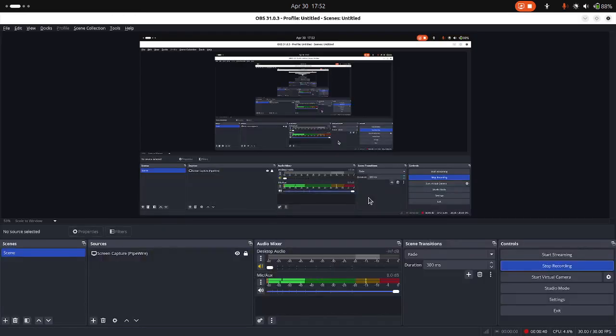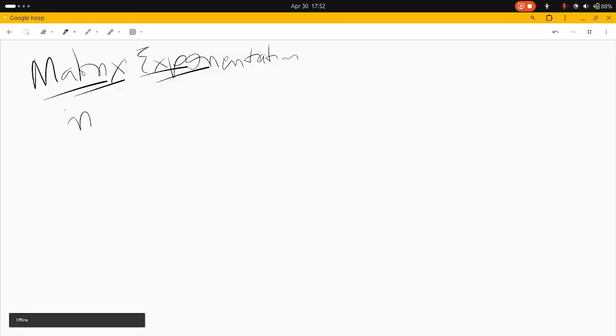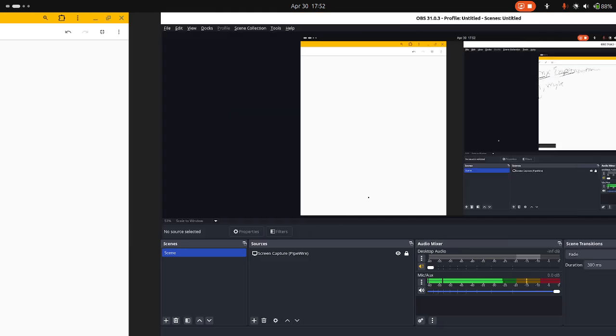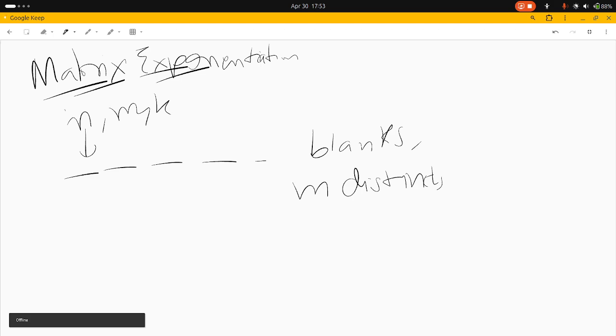So the question is we are given n, m, and k. This is a very big question, but I would condense it into a simple format. We have to fill n blanks with m distinct things, which can be anything. In the given question we have to fill with a to z, but let me assume that we have to fill the blanks with 1 to m.